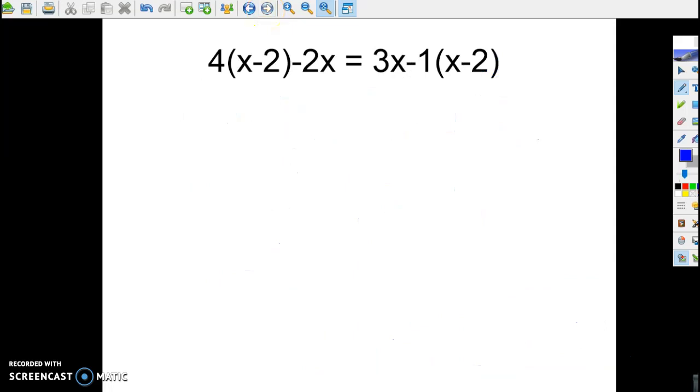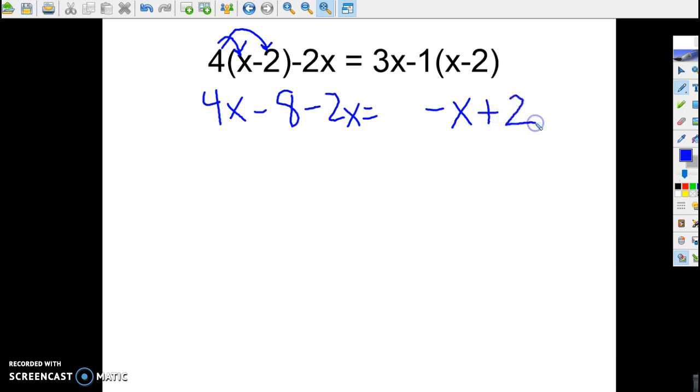All right, my last one here. We have 4 times x, which results in 4x. We have 4 times -2, which results in -8. We drop down the -2x. We do -1 times x, which is -1x. We do -1 times -2, which is +2. 3x drops down. Simplify both sides of the equation.